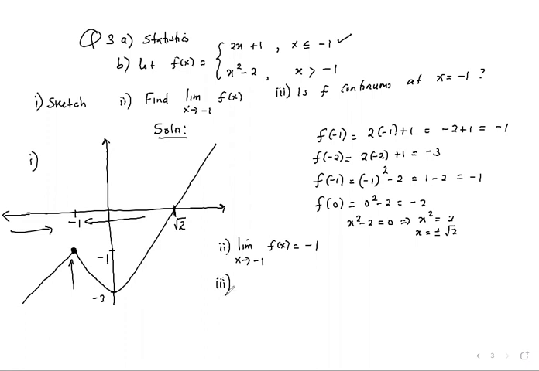And then you check, is it continuous? It's continuous if f of -1, in this case f of -1 is -1, is equal to the limit as x goes to -1 of f. Yes, the two are equal. So f is continuous.